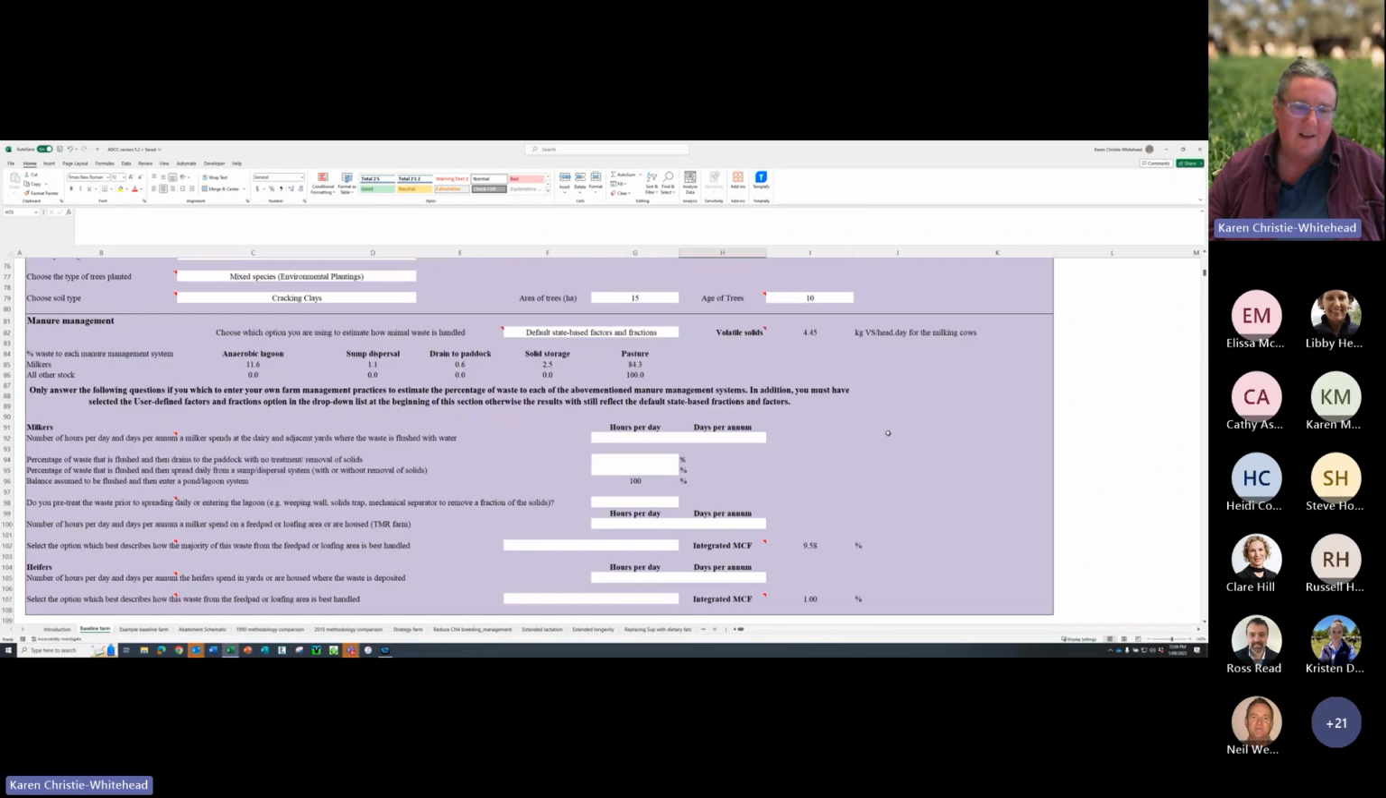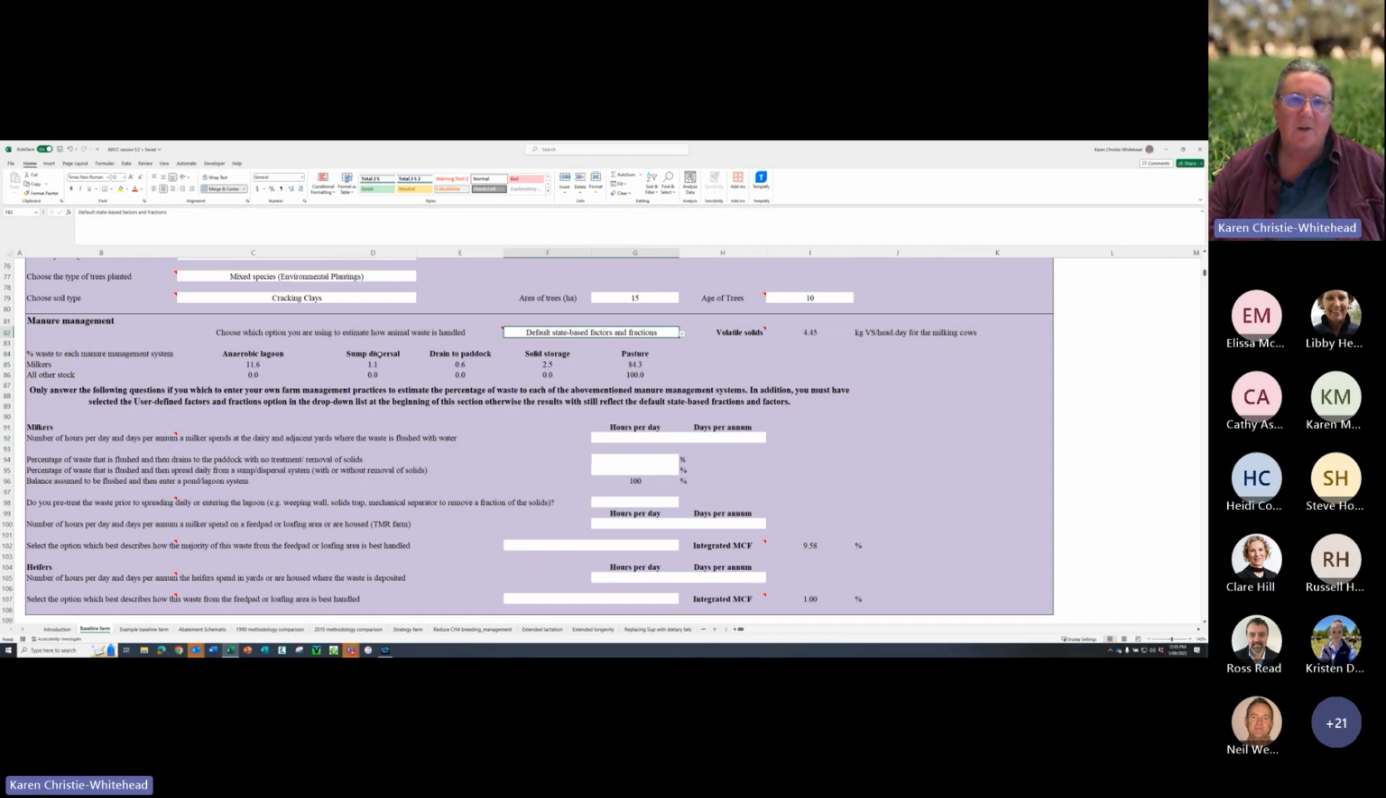This will be the last section of the data entry. And so manure management. The default in the calculator is using these state-based factors and fractions. So the National Inventory has worked out that across all of Victoria, on average, around 11 to 12% of all the manure deposited by the dairy cow ends up in an anaerobic lagoon. It has a small fraction to these other components because some farms might actually use a sump dispersal system, or it might drain to the paddock.